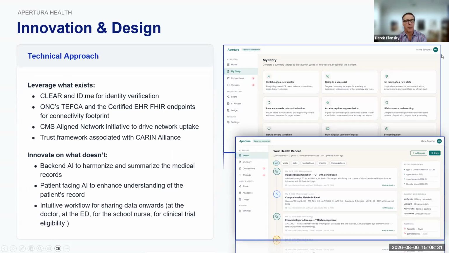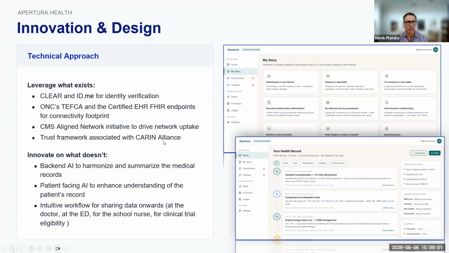Our key technical approach here is really to leverage what exists and innovate on what doesn't. So that means we're talking about leveraging identity matching frameworks, such as Clear and ID.me, so that we can identify the patient reliably. This is tied into some of the work that's going on with the CMS health tech ecosystem. We're leveraging ONC's TEFCA work and the certified EHR FHIR endpoints for this mission.